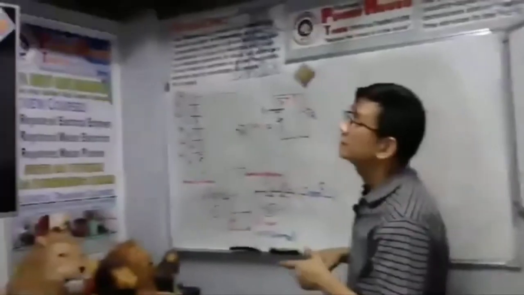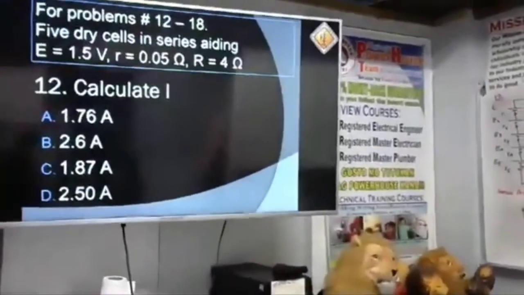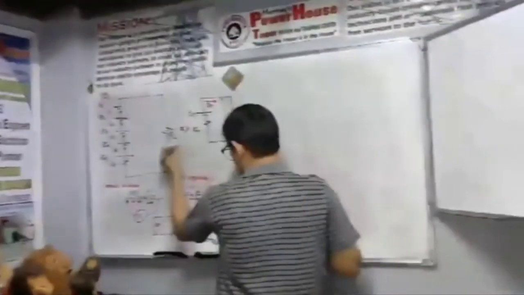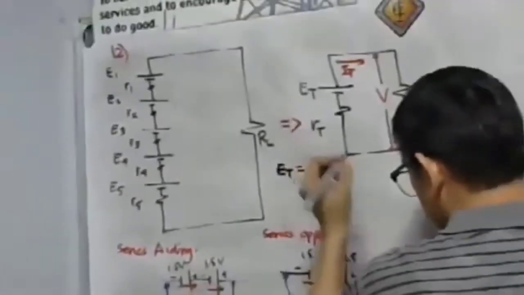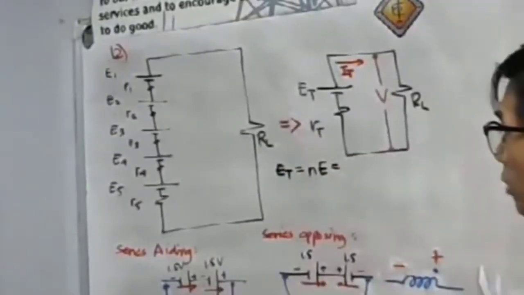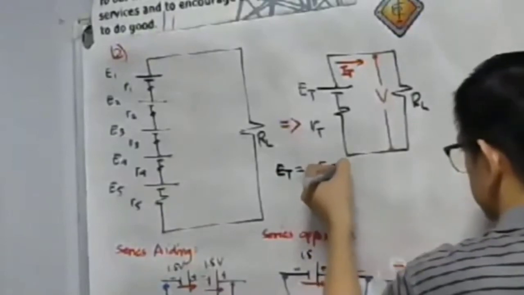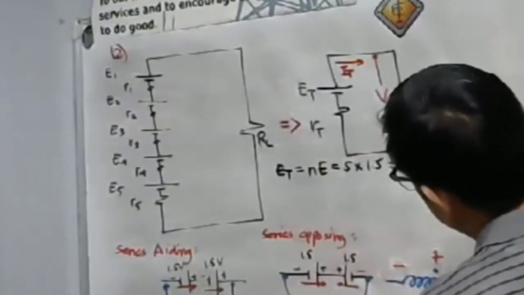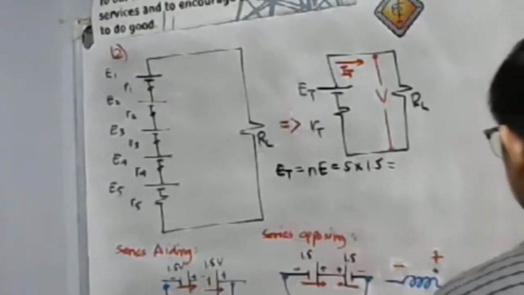Okay, let us have this number 12 problem. We have 5 dry cells in series aiding. Let us calculate the total EMF. What is the total EMF? Simply equal to N multiplied by the volts per cell. How many cells do we have? 5 cells. Then each is 1.5. What is this? 1.5 times 5. That's 7.5. 1.5 times 5, 7.5.